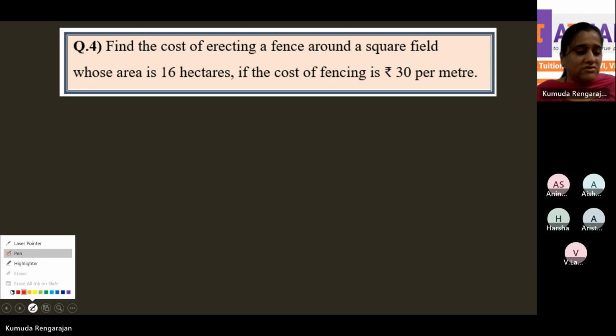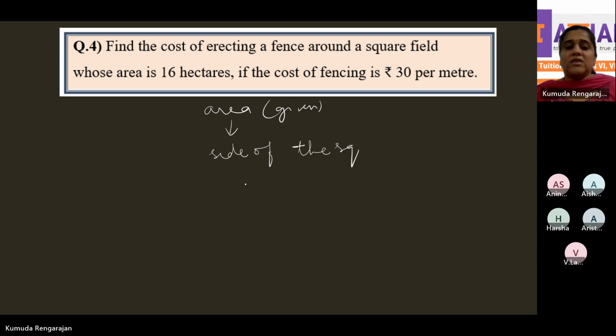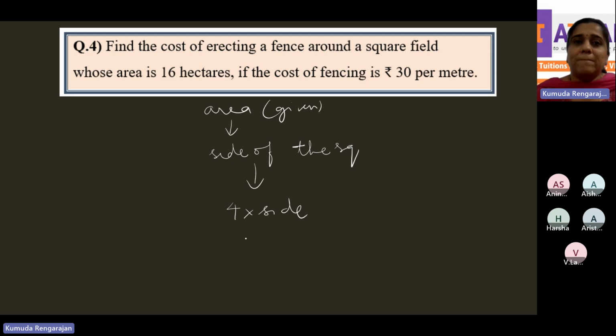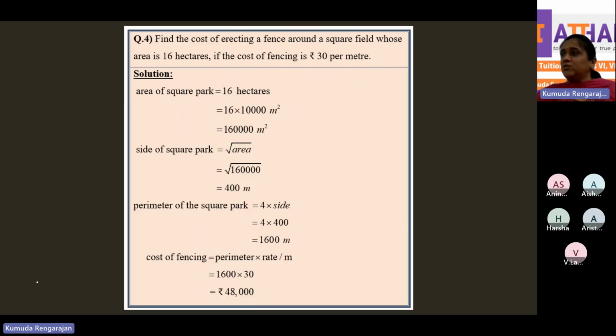So the sequence is something like this. We are given the area. Using this, we find the side of the square field. Now, once you know the side of the square, the formula 4 into side will give you the perimeter of the square field. And perimeter into the rate, that is 30 rupees per meter, will give you the total cost of fencing. So I think the answer here will help you. Take down the question and work out this answer, children.